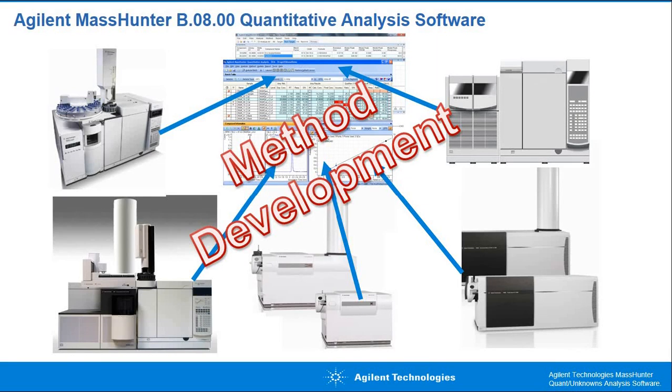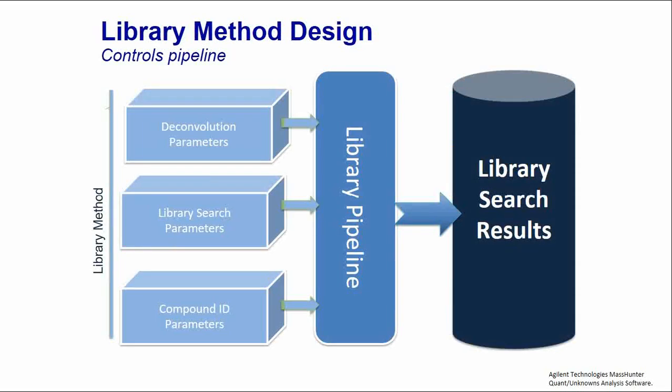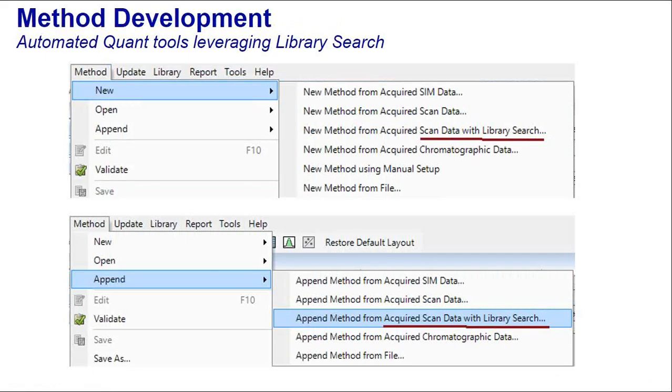Welcome to a discussion of method development, specifically quant method development and using a library-based compound identification methodology. In the previous section, we went over the library method and the parameters that drive this library pipeline producing library results. In another technical video, there is an explanation of the automated tools available in the quant method menu that allow you to create a quant method. A number of those tools rely on library search. For example, scan data with library search, or the append version of that.